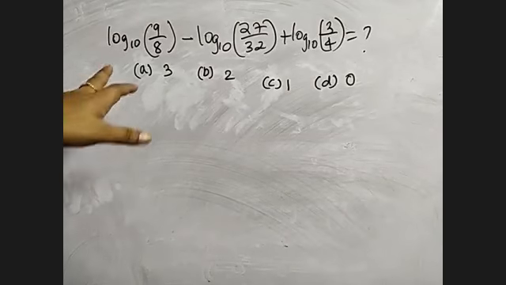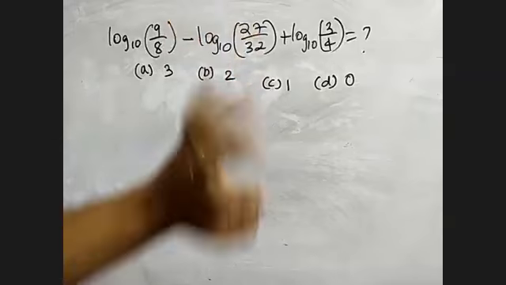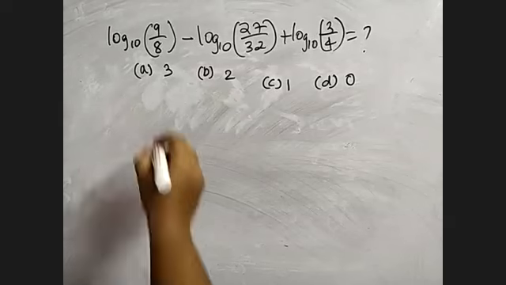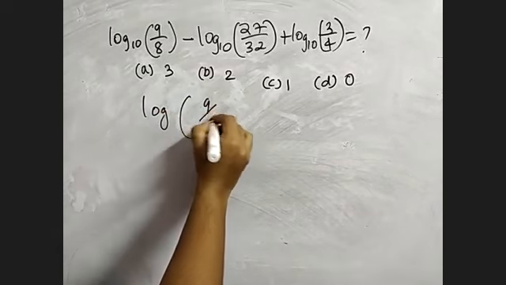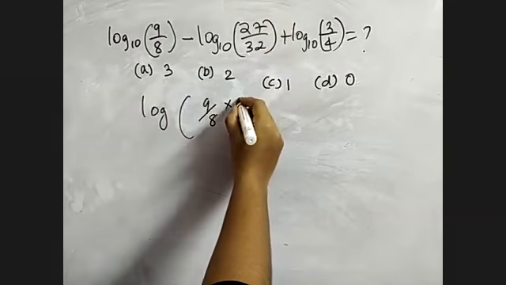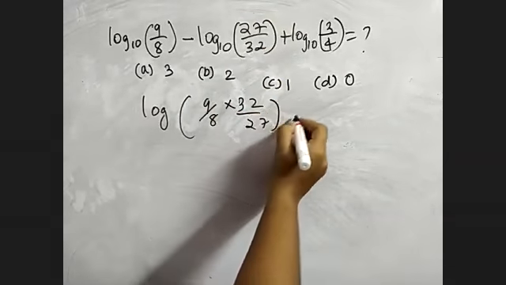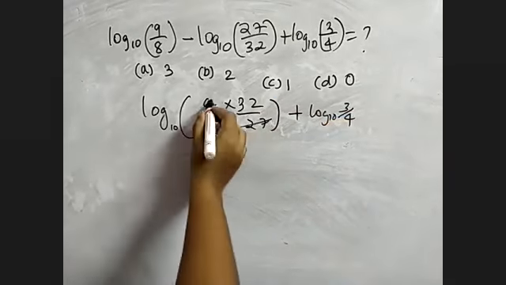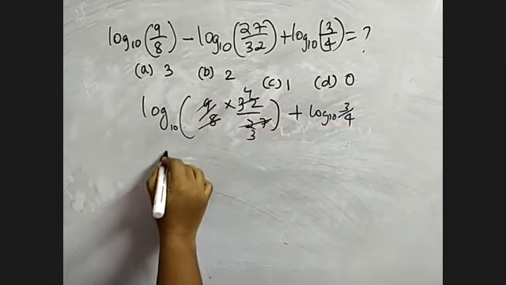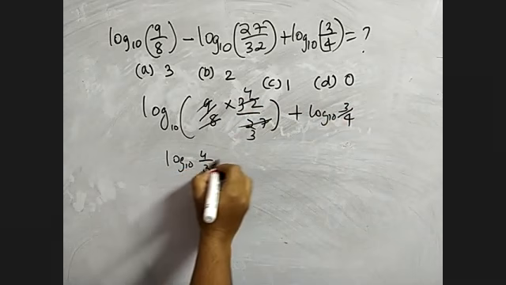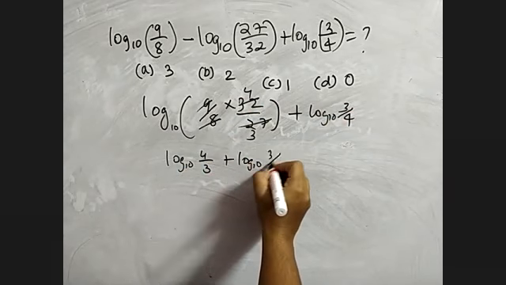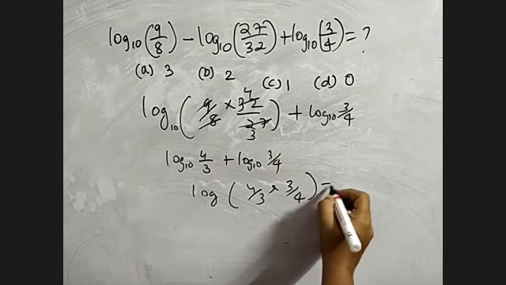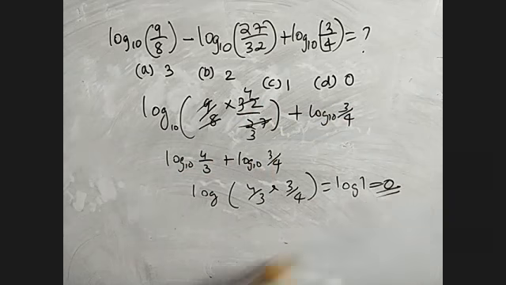Simple now. This is log a minus log b, which is log a by b. This is multiplication. After that, do multiplication. So log a by b means log of 9 by 8 divided by 27 by 32, that is 32 by 27, plus log to the base 10 of 3 by 4. So you will get log to the base 10 of 4 by 3 plus log to the base 10 of 3 by 4. So log of 4 by 3 into 3 by 4, that is log 1 equal to 0.